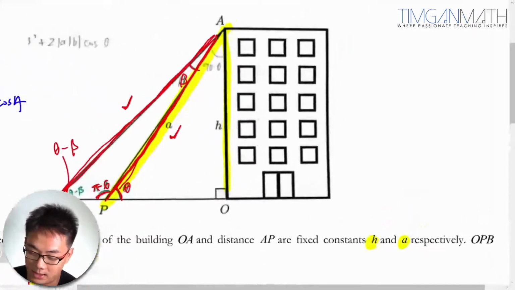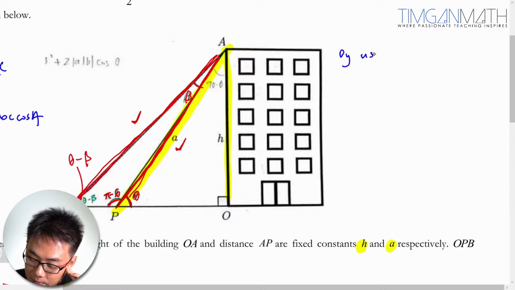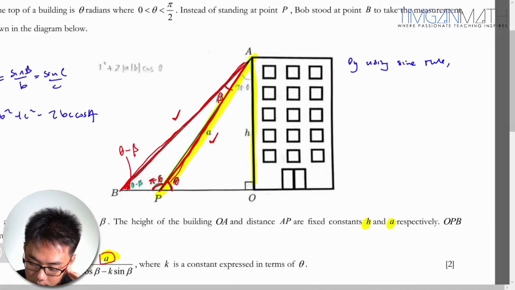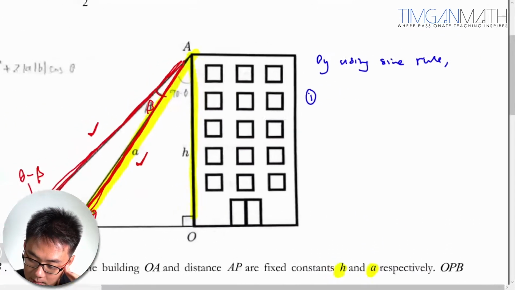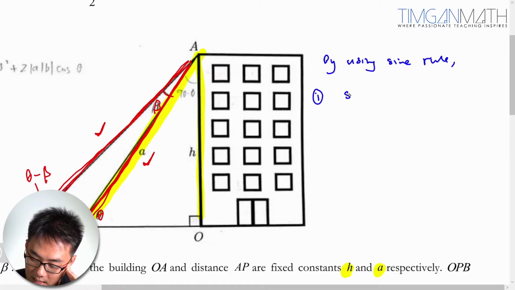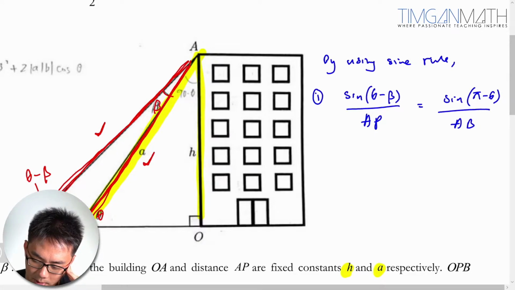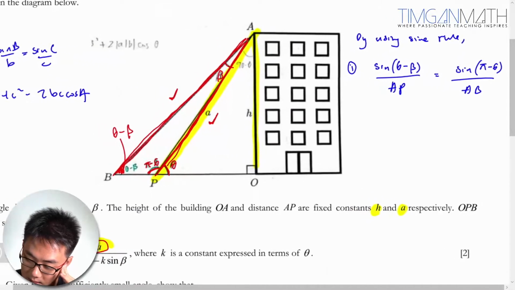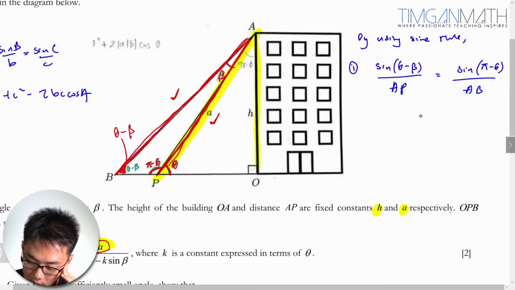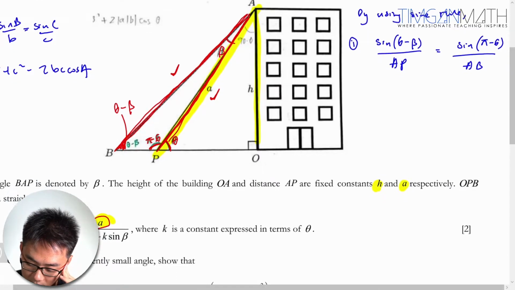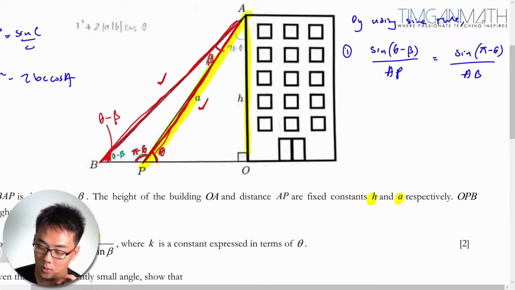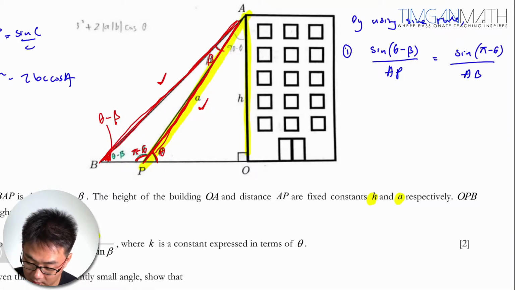So this part here, by using the sine rule, we get, opposite, sin(theta minus beta) over AP equals sin(pi minus theta) over AB. They want AB, right? AP is a. So just get all the rest of it done. It's quite promising, my equation here. Oh, so k is a constant.